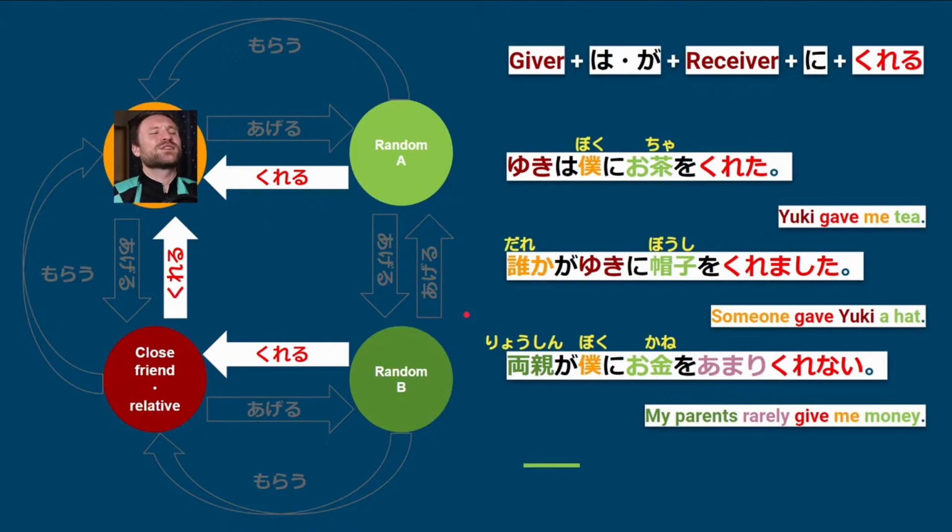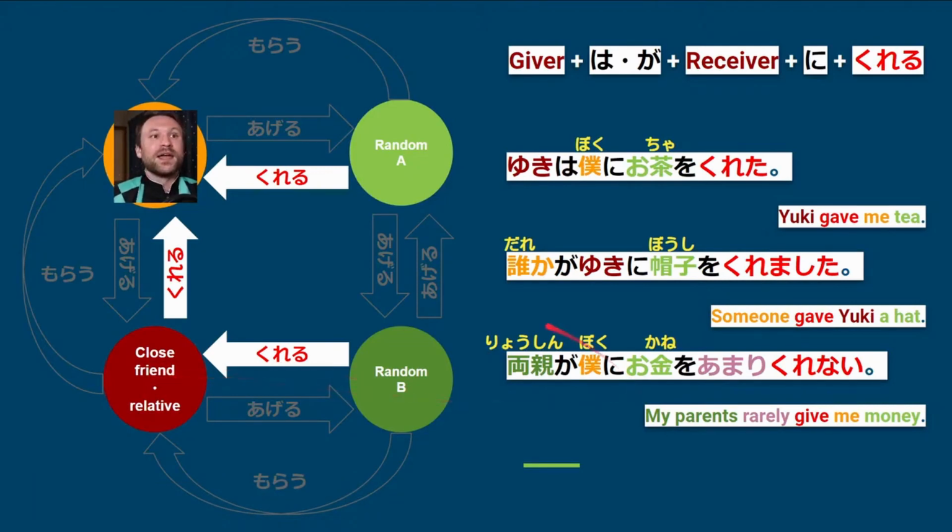So let's go over some examples. So Yuki は Yuki's down here. 僕に so we're going this direction. お茶をくれた. Yuki gave me tea. So we went in that direction, right? Next is 誰か. So someone. 誰かが. Now we don't know who it is, so we're going to use が. We're not going to make them the topic of the sentence. We don't know who it is. が. Someone random. 誰かが Yuki に so Yuki's over here. 帽子をくれました. Someone gave Yuki a hat.